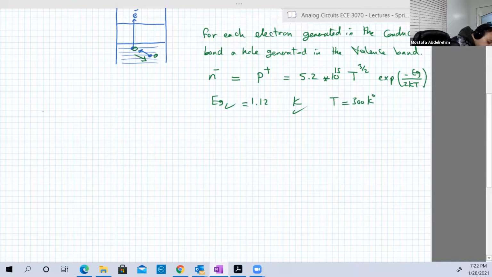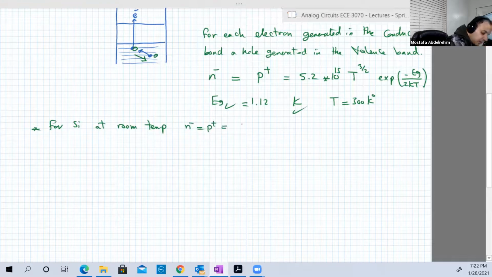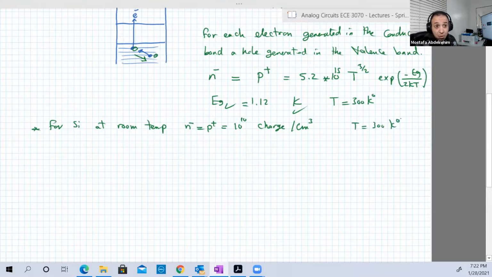So for silicon at room temperature, n equals p equals 10 to the power 10 charge carriers per centimeter cubed. Okay, this is at T equal to 300 degrees Kelvin. Now the great question is this: it's of course a very big number. This is 10 billion charges per centimeter cubed.